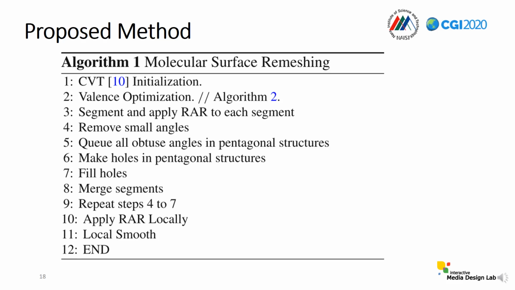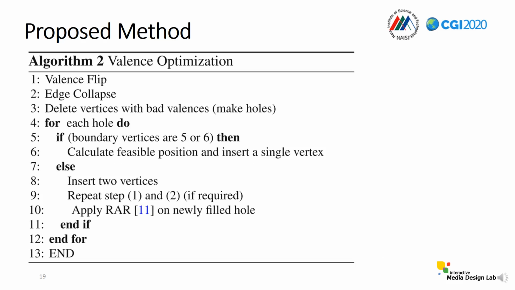And after merging the segments, we apply RAR, and we also have a local smooth module. So this is the overall algorithm presented in this paper. Step 2 is the valence optimization, which is Algorithm 2, presented in the next slide. Okay, this is valence optimization.